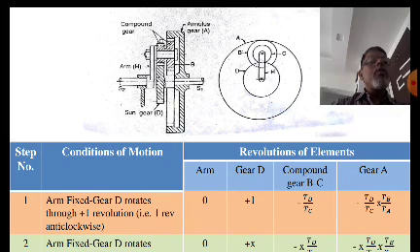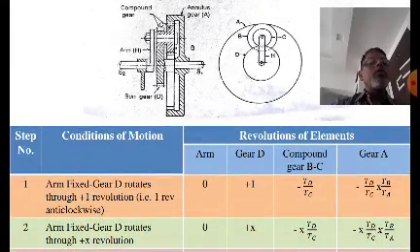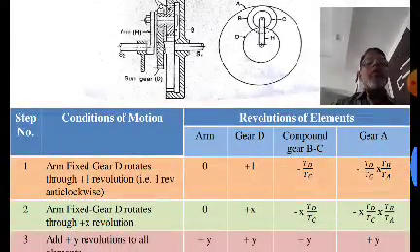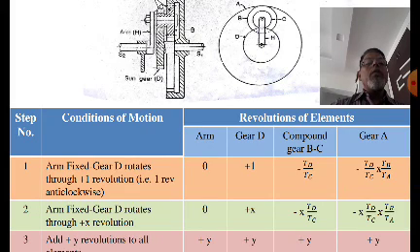Now the revolution for B is TD by TC, right? Now what is the revolution for A? The revolution for A is TD by TC multiplied by TB by TA, right? So this way you have to write the total revolution of the gear A. Now for the second condition, you only have to convert into X revolution: arm fixed, gear A rotates through X revolution. So again you have to multiply by X throughout this.